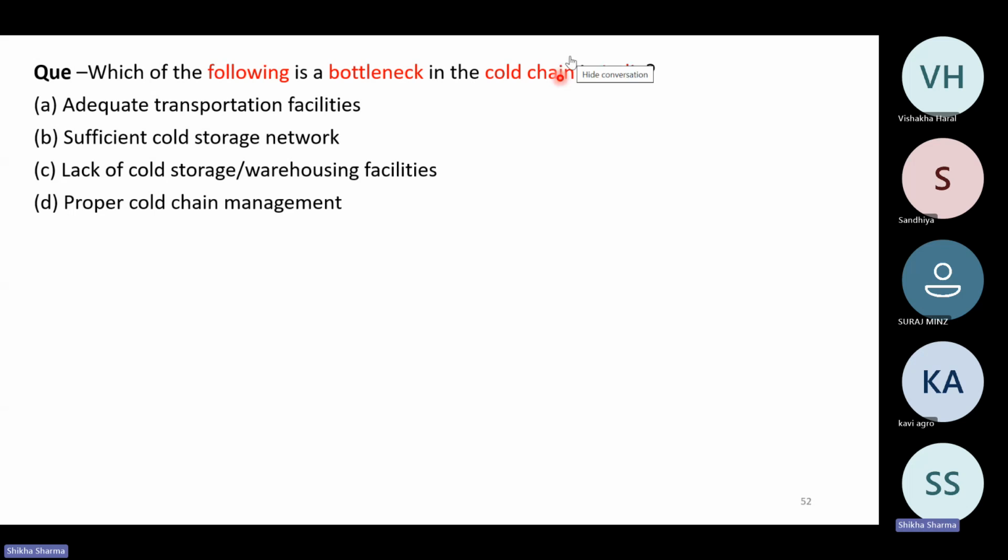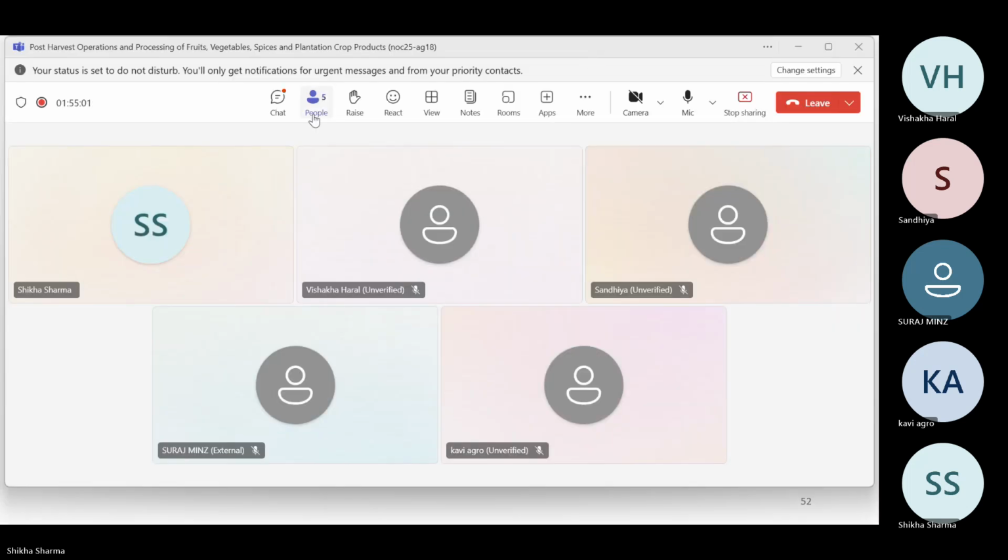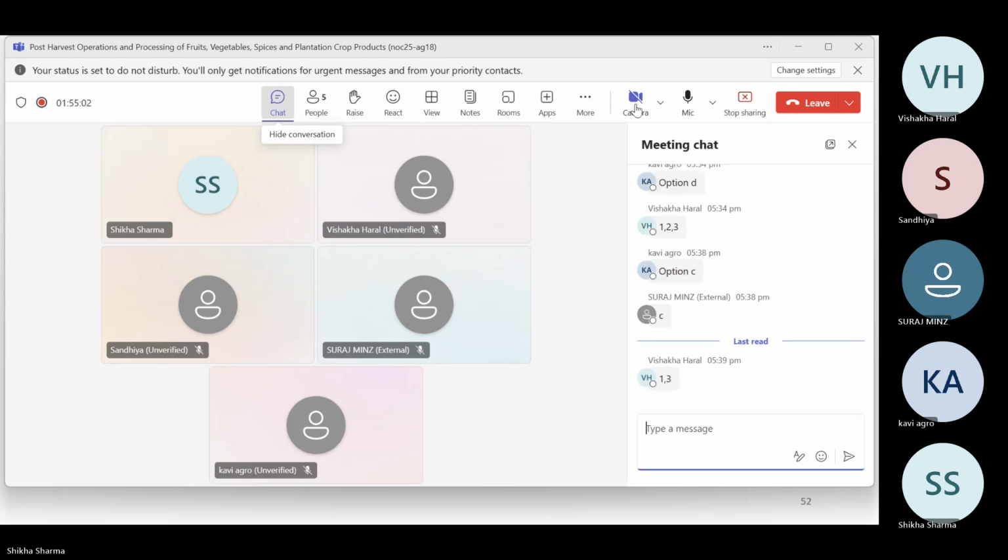Let's now discuss this question: which of the following is the bottleneck of the cold chain in India? Adequate transport facilities, sufficient cold storage network, lack of cold storage or warehousing facilities, proper cold chain management. Anyone?